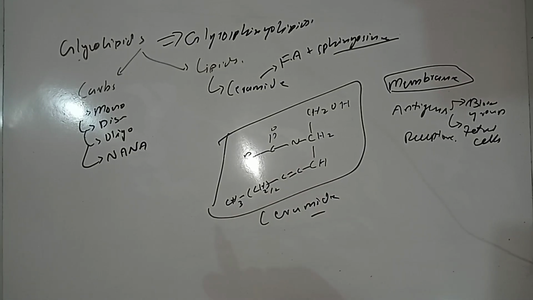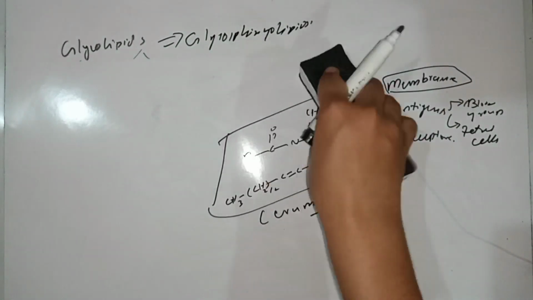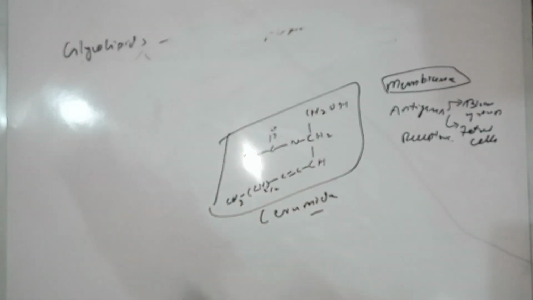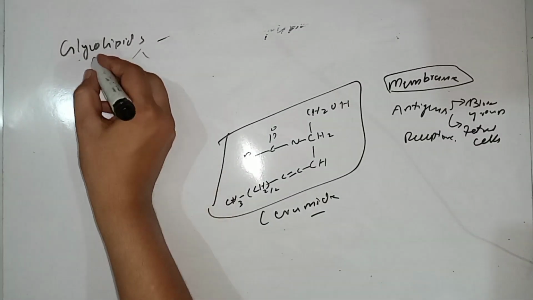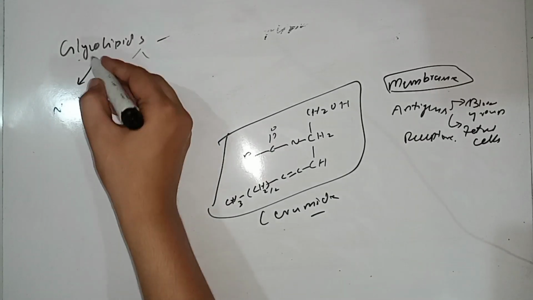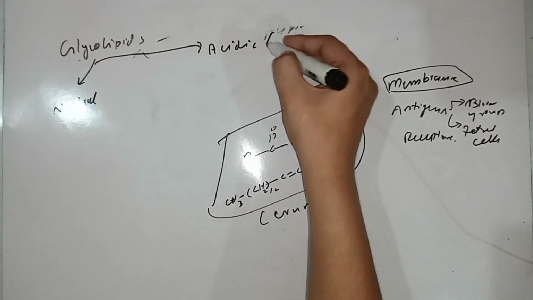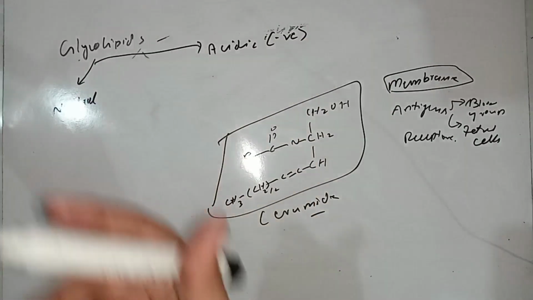Now we come towards the structure of glycosphingolipids. Depending upon their structures, these glycosphingolipids can be either neutral or they can be acidic. Acidic are negatively charged while neutral are neutral.